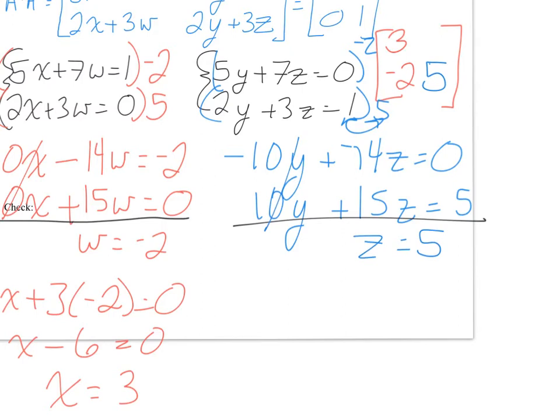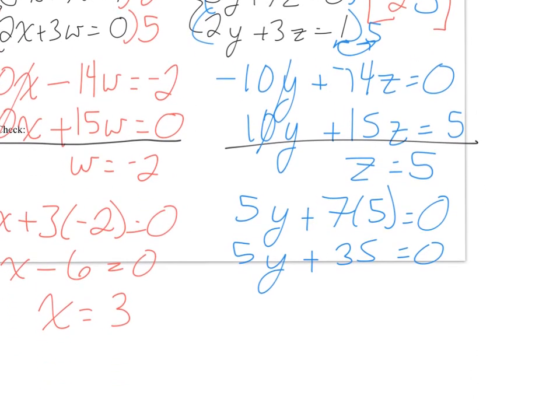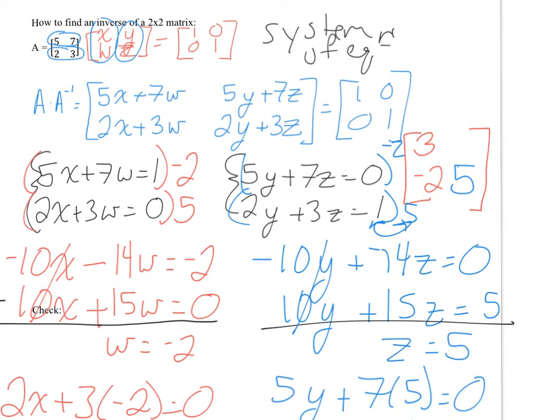So we get that 5y plus 7 times 5 equals 0. So 5y plus 35 equals 0. And then if we subtract 35 from both sides and we divide by 5, you should get that y equals -7. So my last value up here is -7. This guy right here is my A inverse.